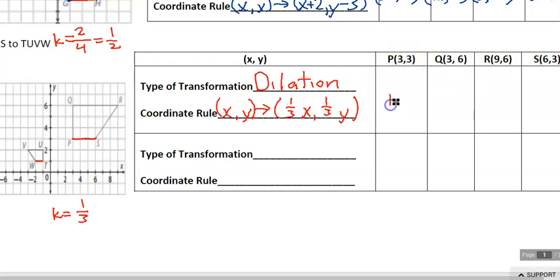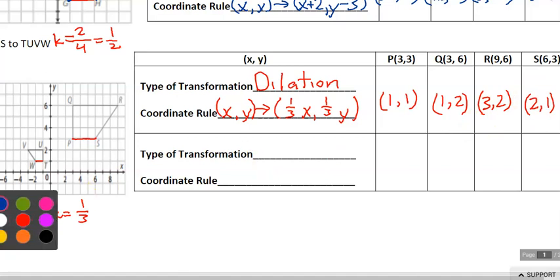So 3, 3 will be 1, 1. 3 divided by 3 is 1. 6 divided by 3 is 2. 9 divided by 3 is 3. 6 divided by 3 is 2. And one more time, we have 2, 1. And let's just plot those and see what it looks like. So it looks like 1, 1, 1, 2, 3, 2, and 2, 1. So it's right here.